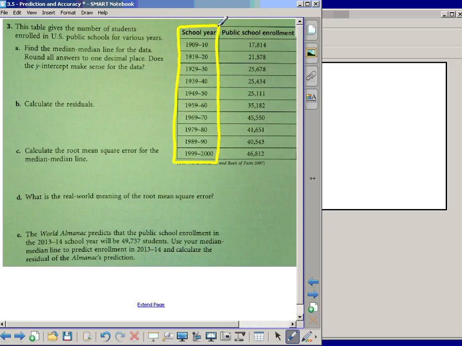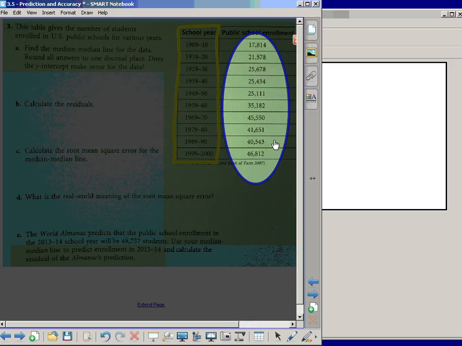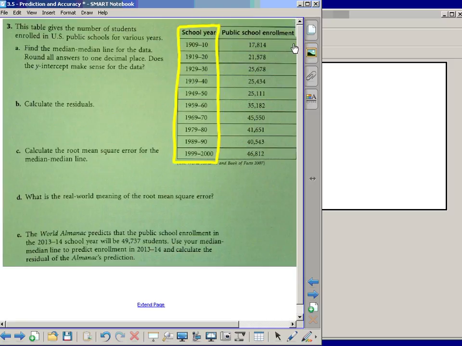Now, it's my assumption, and I did look this up online, that these data items that you see over here, okay, that's not 17,000 students. To me, that is 17 million students enrolled in public schools. When you get down to 1999 to 2000, 46,812, that's way under the number of students that were enrolled in public schools. Perhaps they mean 46,812,000. That seems a little more likely.